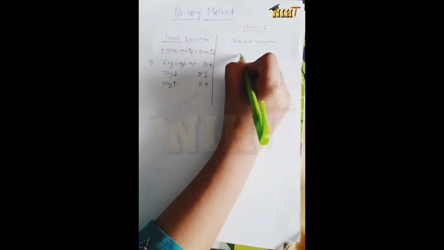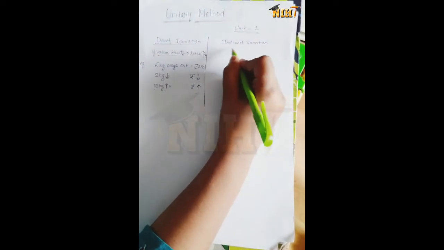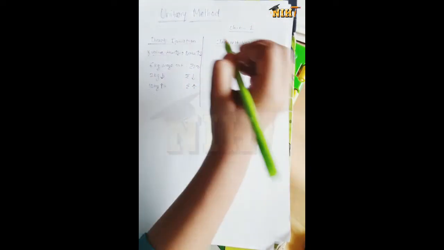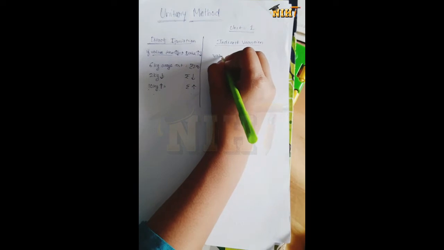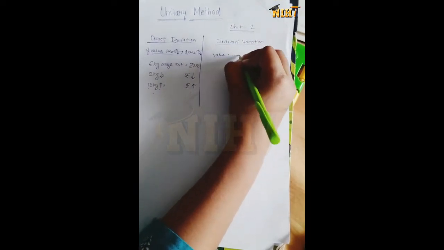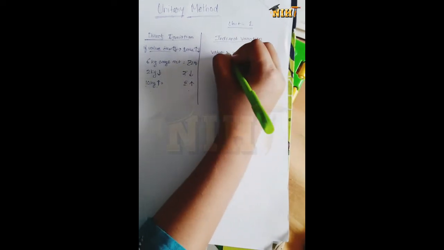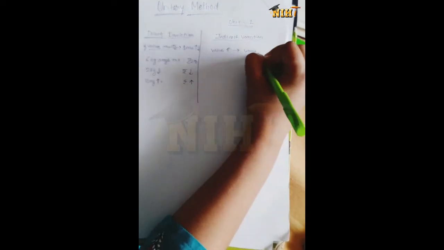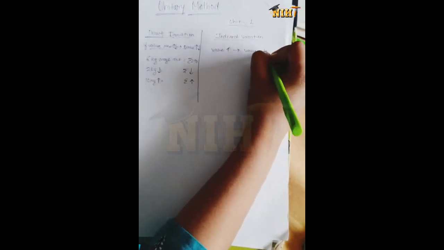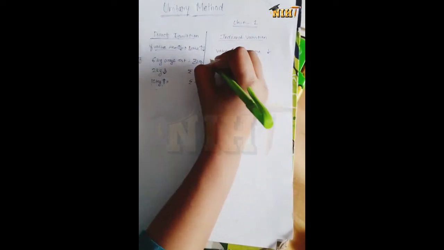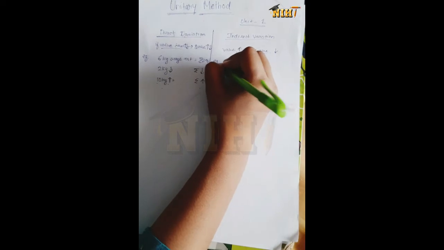Now let us come to indirect variation. In indirect variation, if a value is given for a certain item and a corresponding value is also given, if we increase this value, this value will decrease, which is the opposite case of direct variation. So let us take an example.